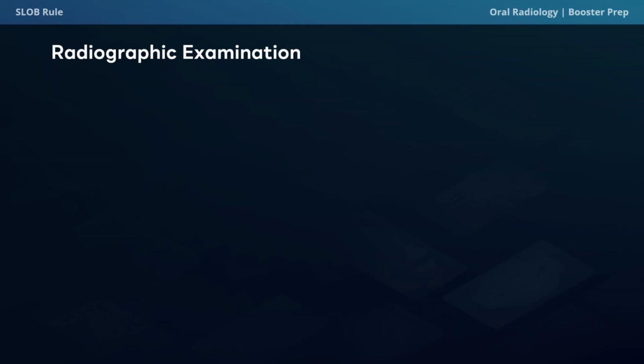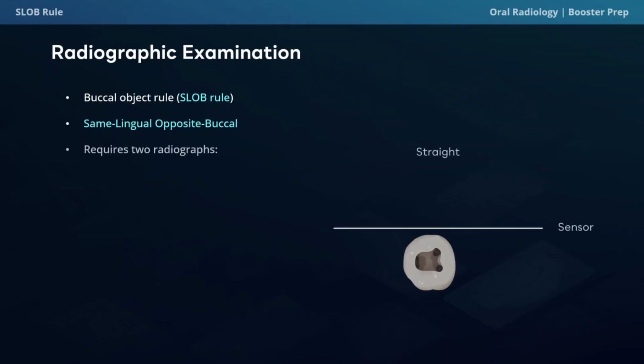So, key responsibilities for dental hygienists include capturing radiographs that allow for accurate diagnoses. A very useful technique to achieve this is the buccal object rule, also called the SLOB rule, or the same lingual opposite buccal rule. This method really helps us determine the relative position of the roots, the canals, or any other structures when they overlap on a 2D radiograph.